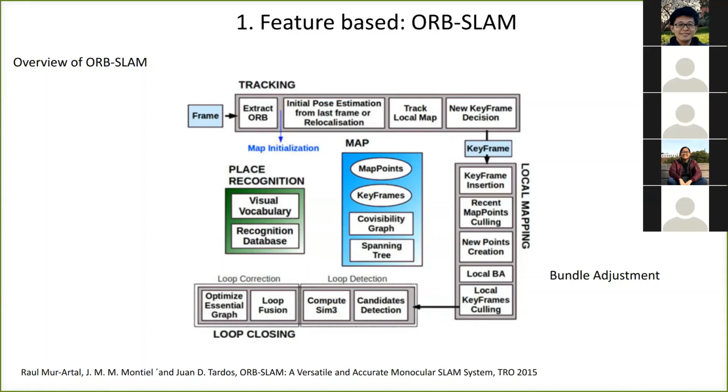And finally, we have the loop closing thread, which optimizes the essential graph and also does the loop closure, right? So if we go back to some of the places that we visited, we can merge the camera pose of the previous estimation in order to reduce the drift of the long-term camera pose estimation.